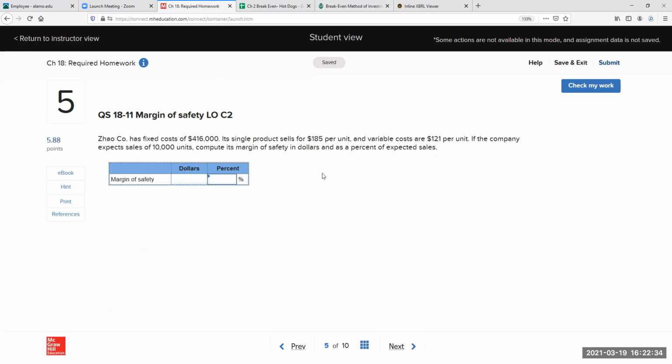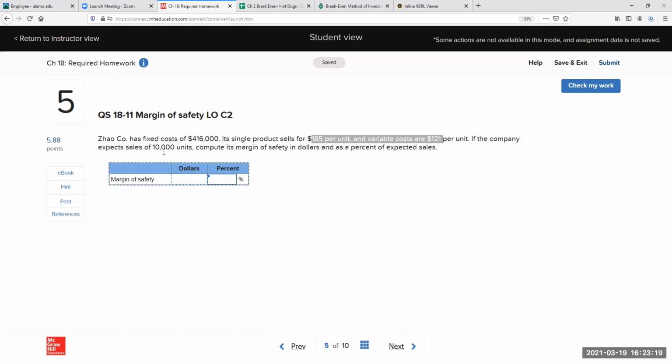So you have to take fixed costs divided by the contribution margin, which is 185 minus 121. That means I'm making $64 per unit contribution margin. Divide that into this. Let's see if I did it right. 185 minus 121 is $64. So I take 416,000 divided by 64, which is 6,500.